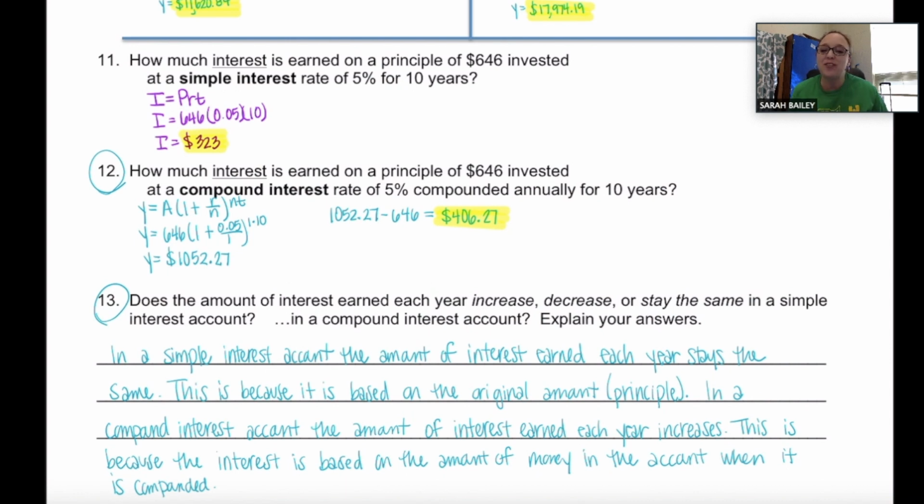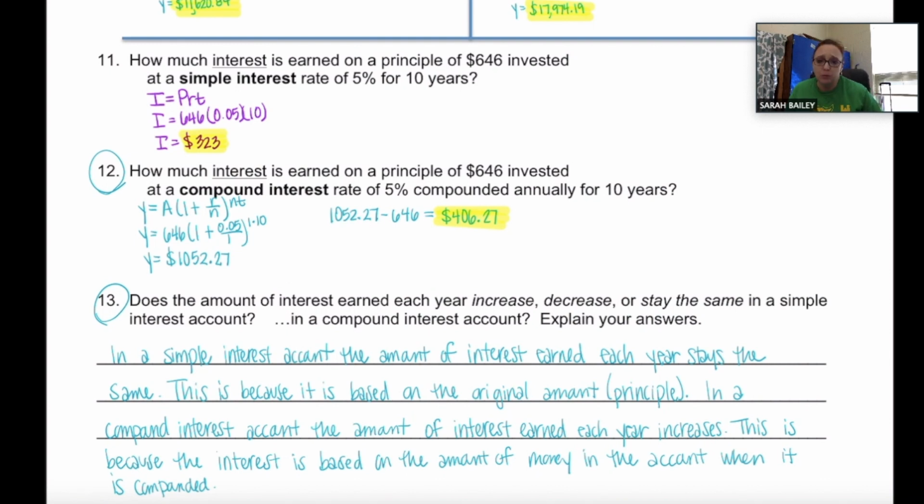Okay, guys, so you did problems 12 and 13. Number 12 might have been a little tricky at first because the compound interest formula we have gives us the ending balance. But if I know my ending balance, then I can subtract from it the original amount invested to give me the total amount of interest earned on that account.